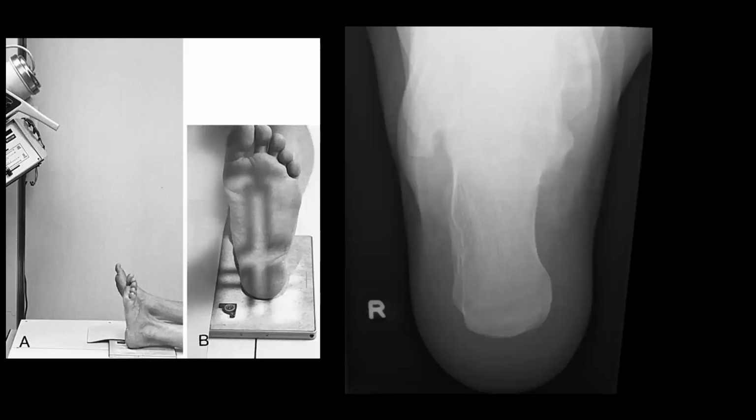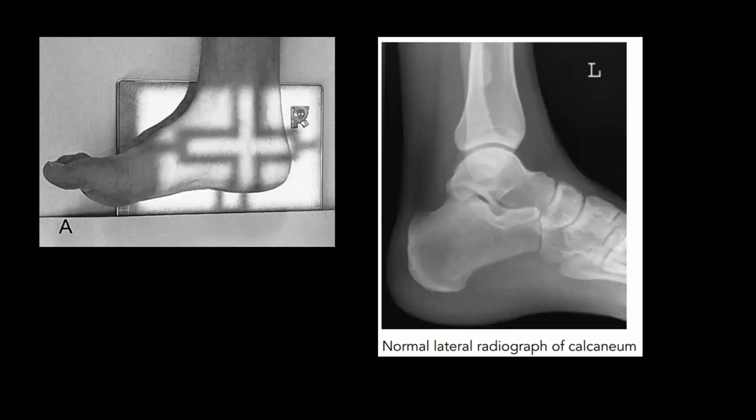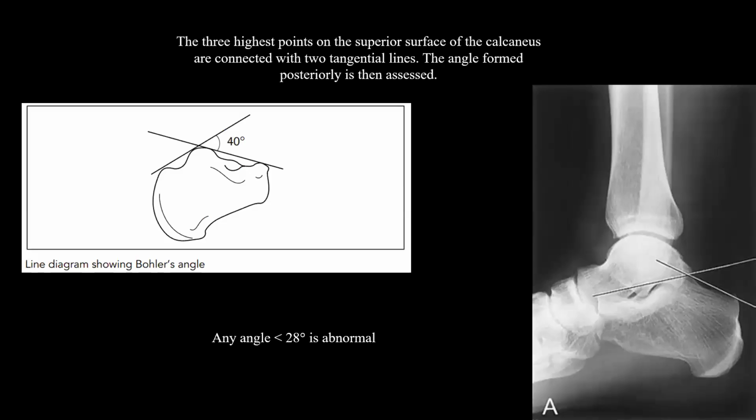This is the axial projection of the calcaneus. This is important in case we are suspecting a calcaneal fracture or any space occupying lesion in the calcaneus. And this is how we take the axial projection of the calcaneus. This is the lateral projection of the calcaneus, and again we are having a closer look at the calcaneus and the bones which are articulating with it.